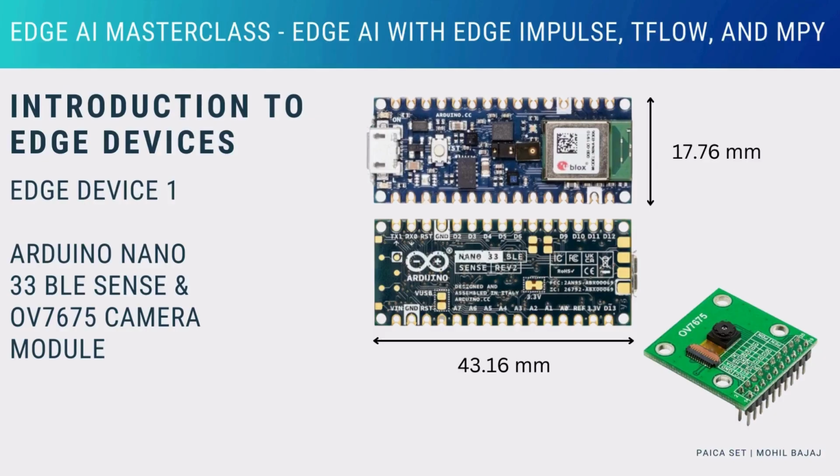Welcome to another video in the Edge AI Masterclass. In this video, we will explore the capabilities of the Arduino Nano 33 BLE Sense, a compact and powerful edge device, perfect for beginners and pros alike. For computer vision applications, you can pair it with an OV7670 or a 7675 camera module using jumper wires.